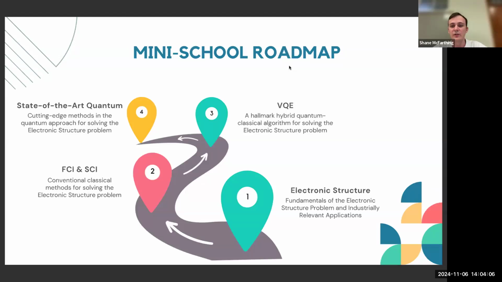Then in our 3rd lecture, we'll go into the hallmark hybrid quantum classical algorithm, which is the Variational Quantum Eigensolver. This has been around for quite a while now and is widely studied and used. It has some advantages and some disadvantages. In this lecture, we're going to cover how the algorithm works and exactly what those advantages and disadvantages are. That will bring us, as an introduction, into how we try to solve this problem on quantum computers.